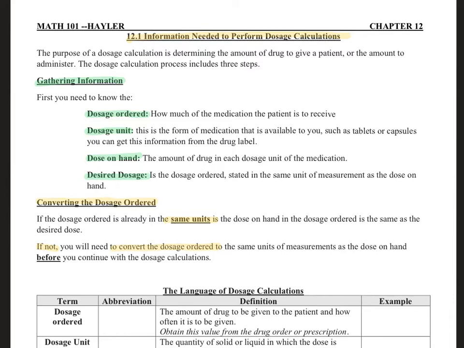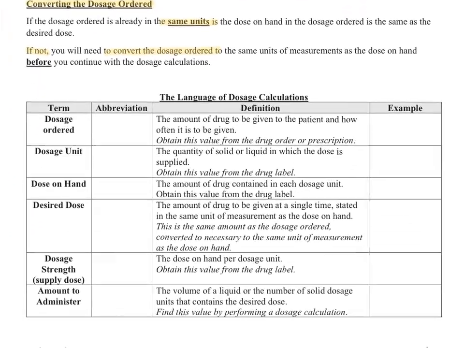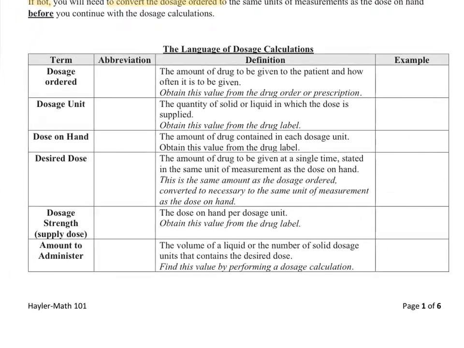Now let's take a look at the language of dosage calculations. All right, and this is on page 253 of your textbook. So for dosage ordered, the abbreviation for that is going to be a capital O. And this is the amount of drug to be given to the patient and how often it is to be given. Okay, so you obtain that value from the order of prescription. And an example of this would be 20 milligrams daily. So that would be the dosage.